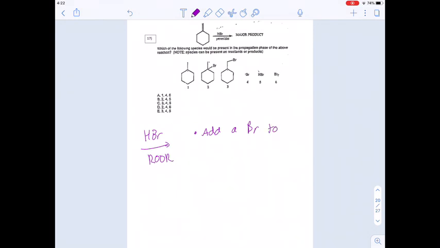So, generally speaking, we should go over what the HBr over ROR reaction does. It's going to add a Br to the less substituted side of an alkene, which is just a double bond.